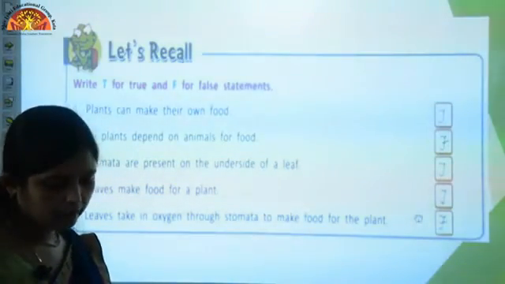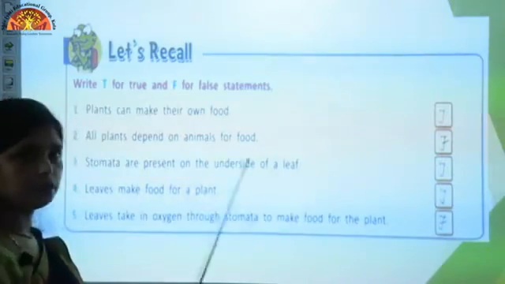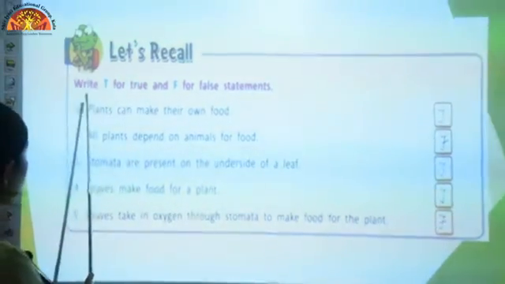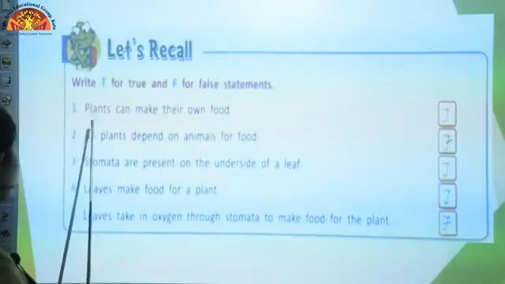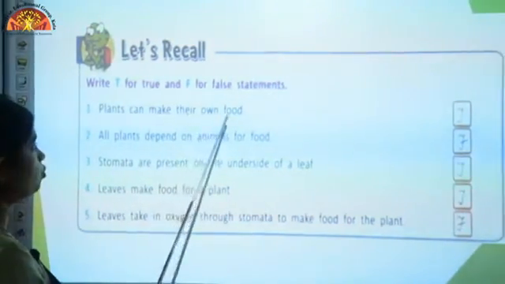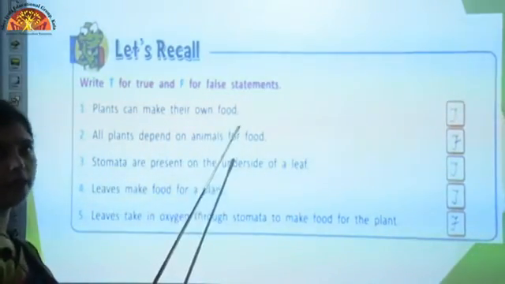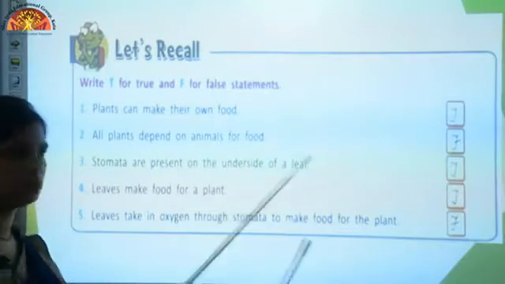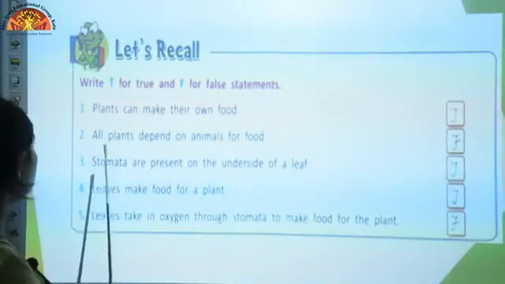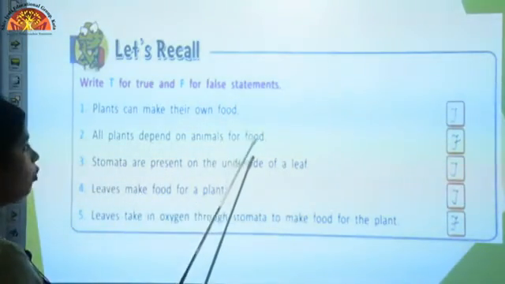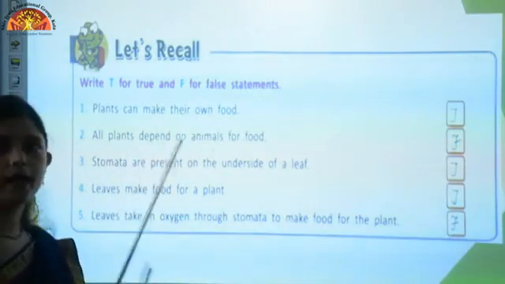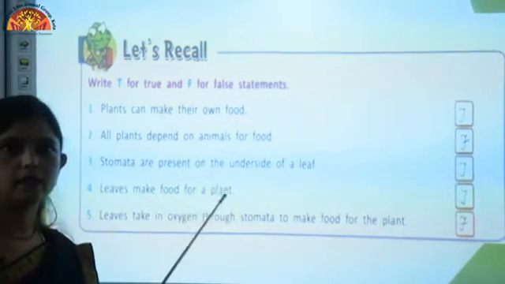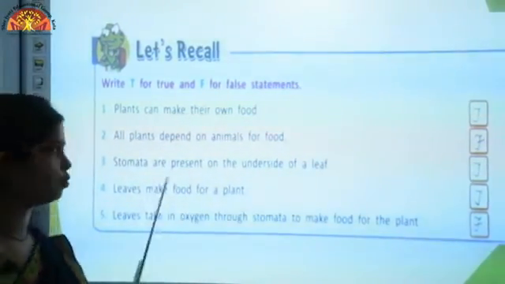Let's recall. It's given on page number 50. Write T for true and F for false statements. Now, plants can make their own food. So, children, this is the correct statement. That's why we call them as producers. So, T will come here. All plants depend on animals for food. Now, this is a wrong statement because all animals depend directly or indirectly on plants for their food.